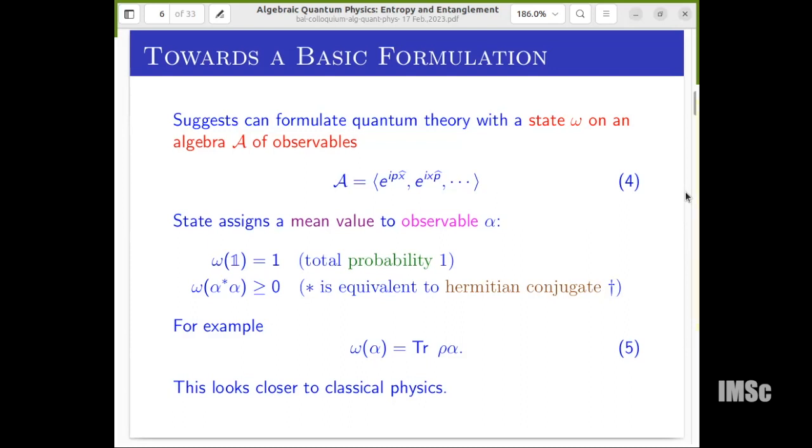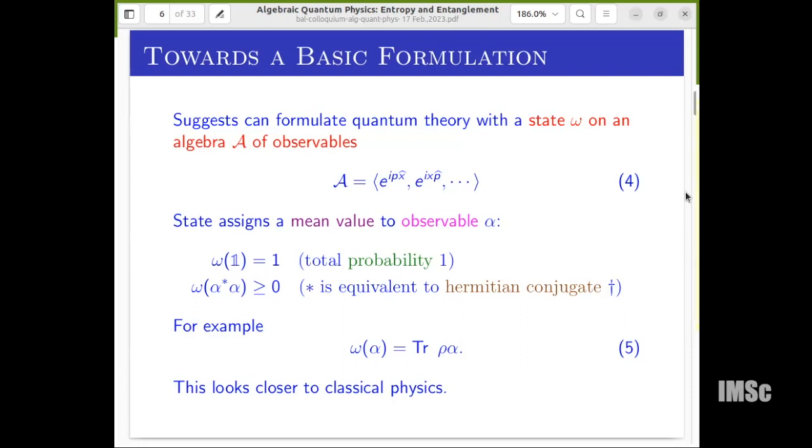So if I do it like this, it looks much closer to what we do in classical physics, where this omega is represented by a certain integral. And what is written as trace here becomes an integral over dp dq. So that is quite natural.